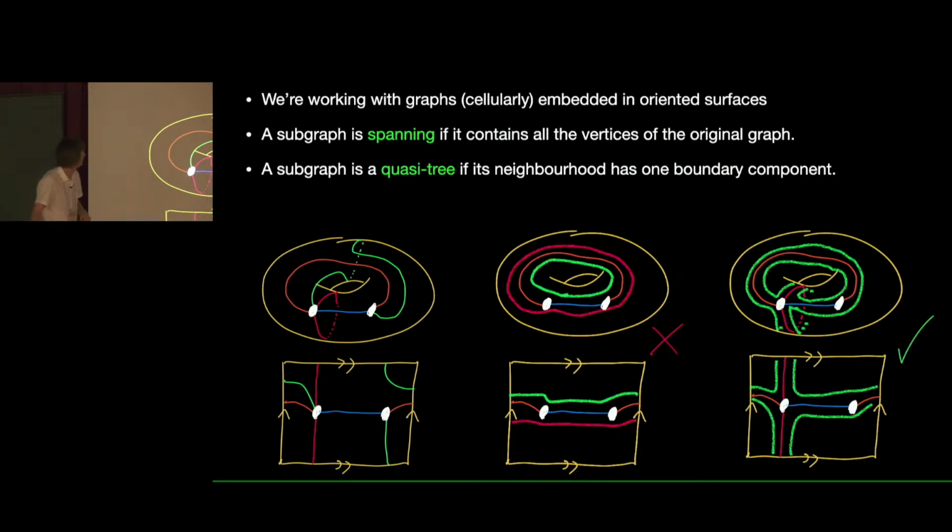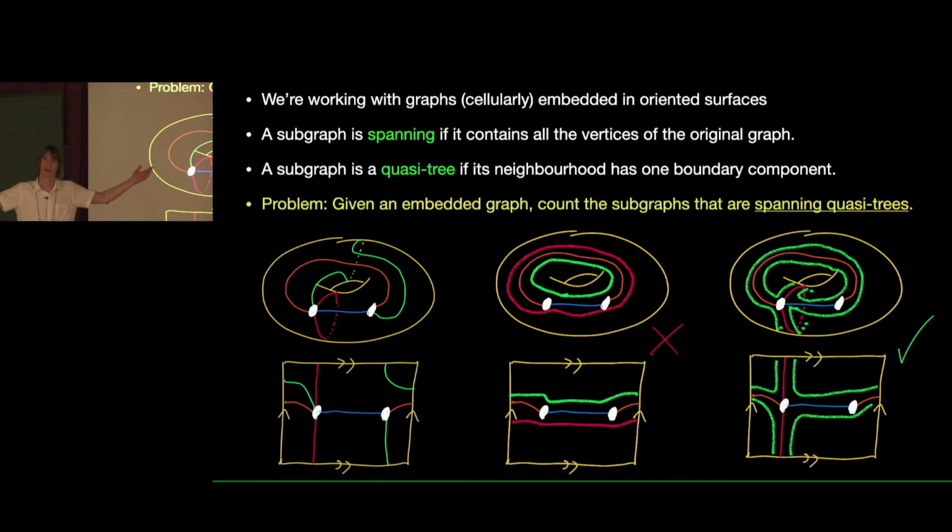So that's good. I've got my embedded graph. Some of its spanning subgraphs are quasi-trees, some of them aren't. And as a group of combinatorialists, what do we want to do? Let's consider the problem of counting these. So the setup: if we're given some embedded graph, we want to count the number of subgraphs that are spanning quasi-trees, so spanning and with exactly one boundary component. Okay, so this is a very nice combinatorial problem, absolutely valid in its own right.